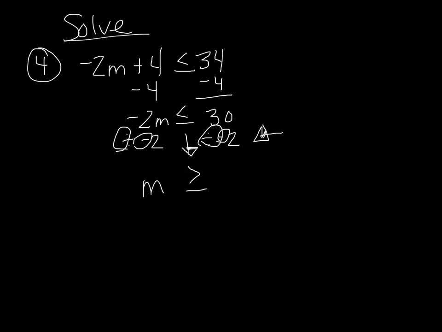Okay, so I'd be left with m on the left side. 30 divided by a negative 2 would be a negative 15. Okay, we do not have to graph this. So this would be our answer right here.